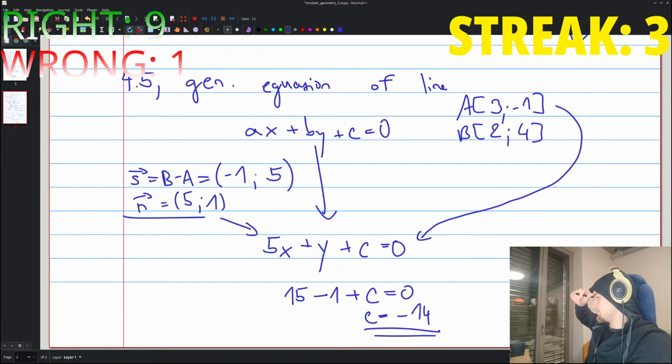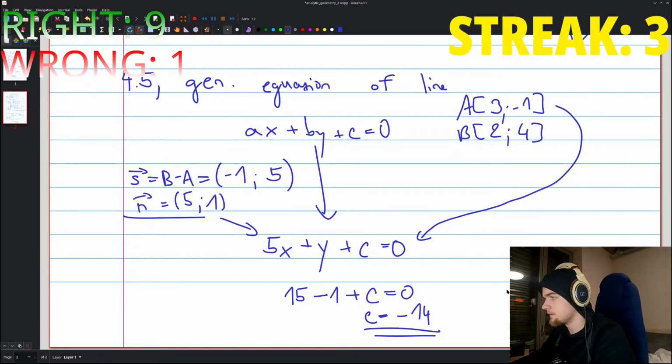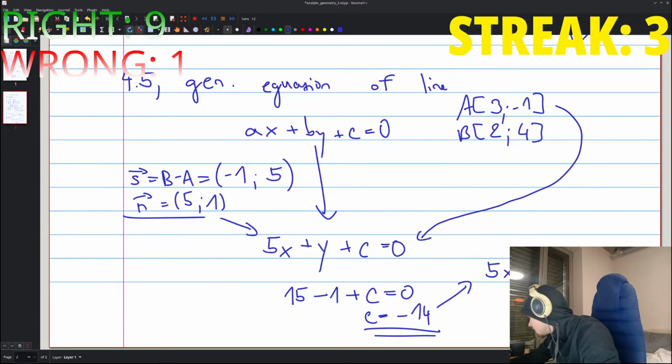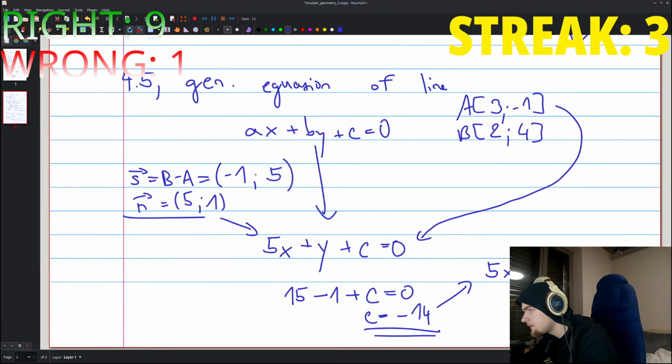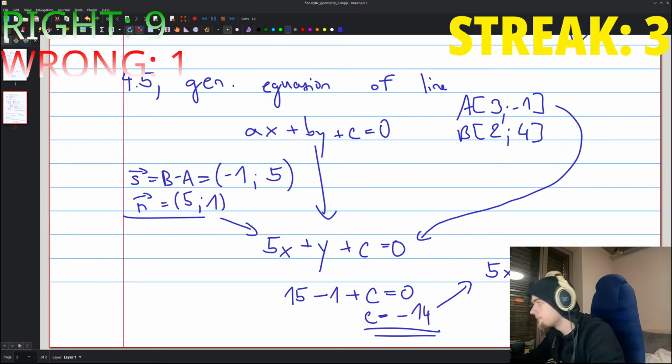They write it so weirdly, bro. But wait, why? Yeah, so I forgot to write the whole equation, but it's correct. It's 5x plus y minus 14 is equal to 0. And they do it so weird, bro. But yeah, you pop this here and here. It's 5x. Yeah, that's correct.